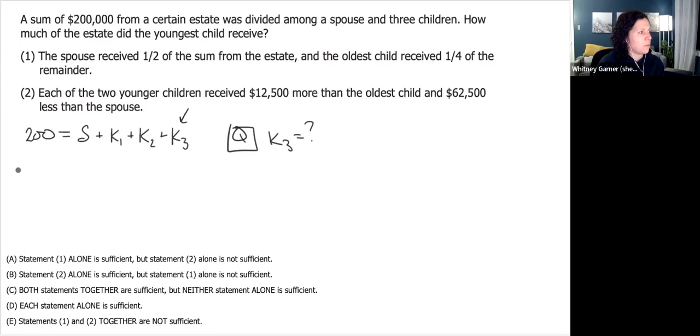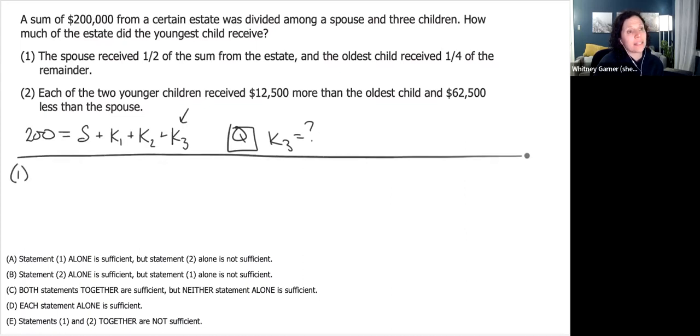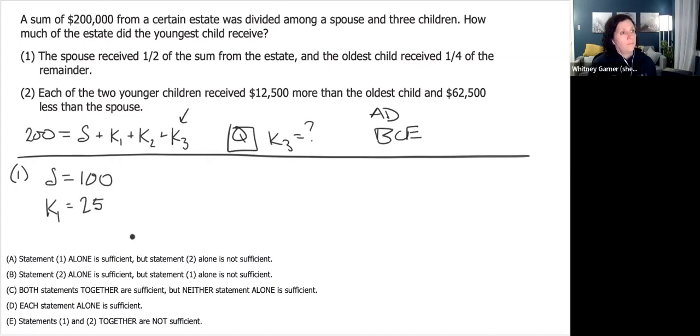Well, the statements look the same, so I'll start with statement 1. Neither seems obviously easier than the other, so we'll do an AD, BCE. The spouse got half of the estate, so that would be 100. And the oldest kid, K1, got 1/4 of the remainder. The remainder would have been 100, and a quarter of that would be 25. That means K2 plus K3 would equal the remaining 75,000, but that's not sufficient. I'm going to take out A and D.